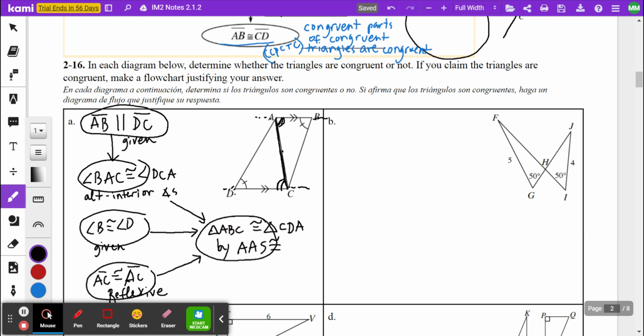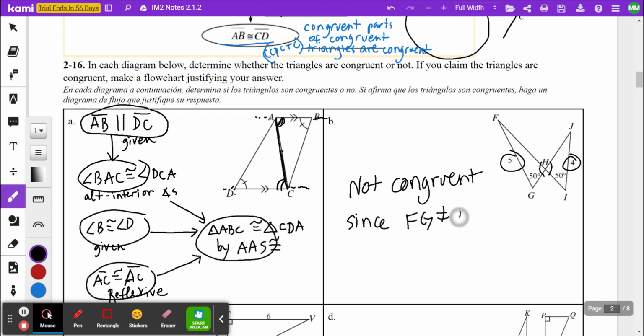All right, next problem. Let's look at these. We've got two triangles. I see that I have a side, an angle, and another angle. The vertical angle is right there for me. But you know what? These sides aren't helping. They're not the same. So not only are these not necessarily congruent, they are definitely not congruent. So these are not congruent since FG is not equal to JI.